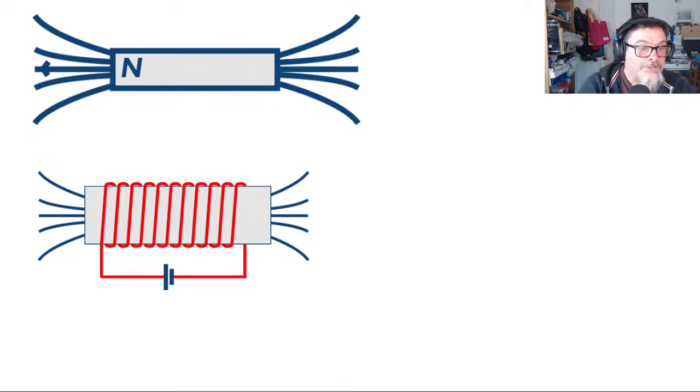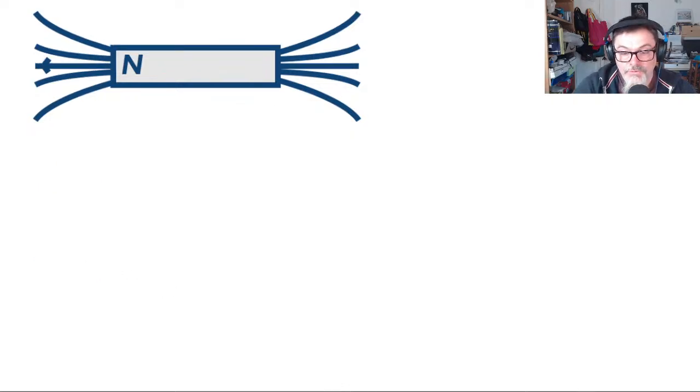So good idea to start at the start. First of all then, what we need to do is just revise a couple of quick bits. So this is going to be real quick. So first of all, here is just the bog standard field around a bar magnet. You've seen this loads of times, you of course know it.